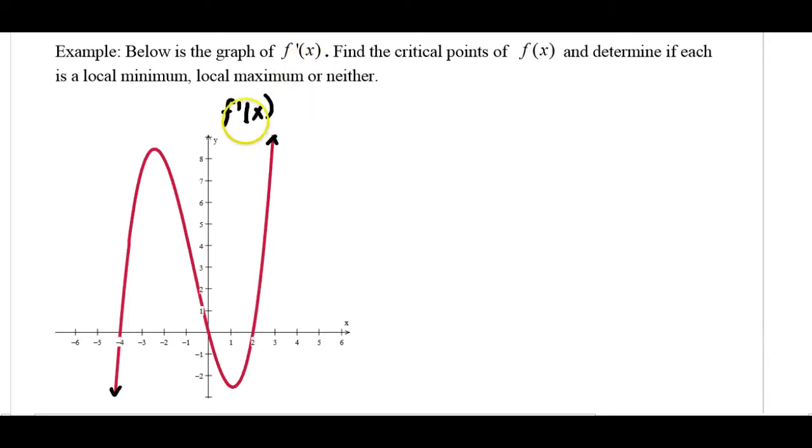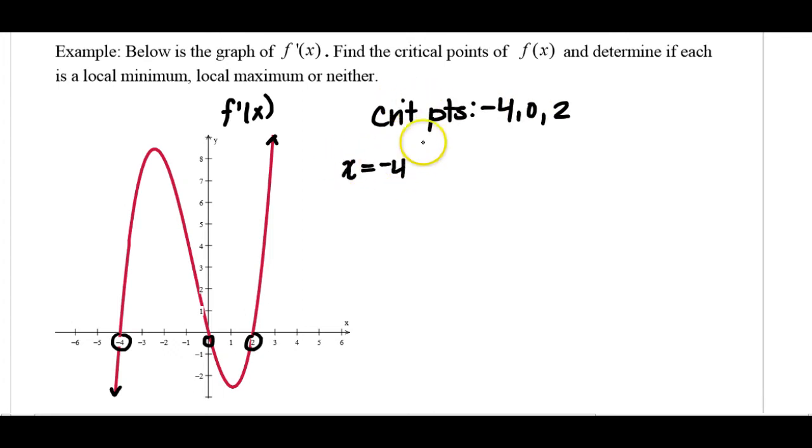Alright, same type of problem. Here's the graph of f prime of x. Find the critical points and what's happening at each critical point. So my critical points are going to be where the derivative is 0, or my x-intercepts, so -4, 0, and 2. So those are my critical points, -4, 0, and 2. And now we're going to figure out what's happening at each one. I'm going to try to shorthand this as much as possible.